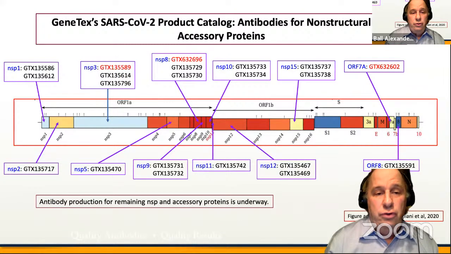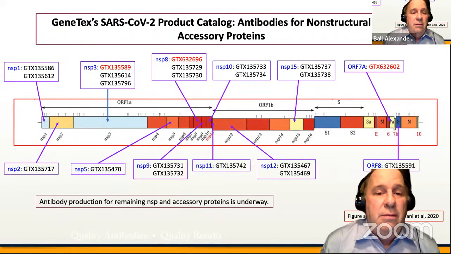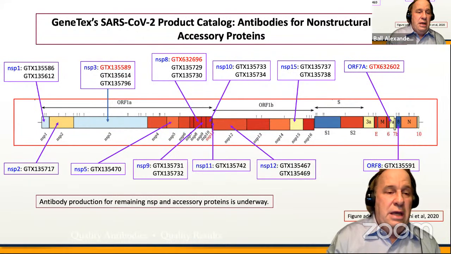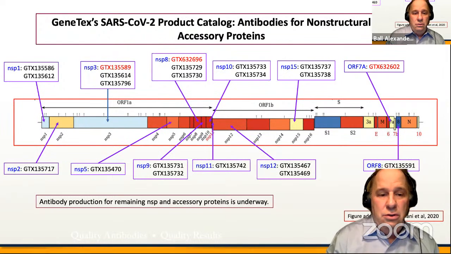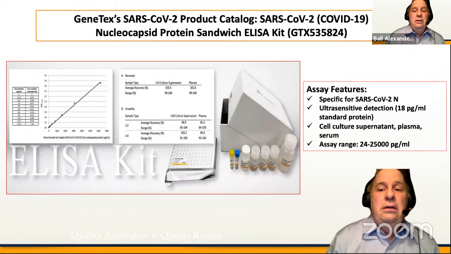As I said, this is in the push to really generate a comprehensive catalog of antibodies. We're also trying to get as many antibodies as we can against the various non-structural proteins, as more and more people do the molecular biology, looking at the functions of these proteins in the pathogenesis of SARS-CoV-2. And so we have several here and more are in development at the present time. We also, as I said, mentioned a very sensitive nucleocapsid protein sandwich ELISA kit.